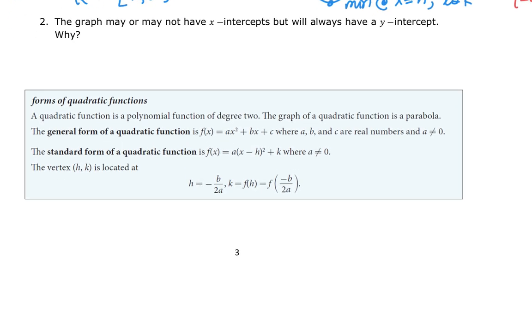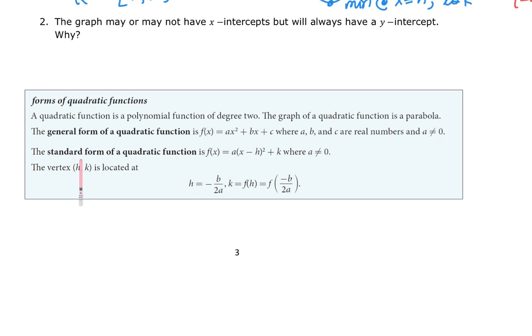So here are the two forms that we normally see. We also can see it in factored form. The general form of a quadratic is ax squared plus bx plus c, where a, b, and c are real numbers, and a is obviously not 0. If a was 0, then I have a line, not a quadratic.